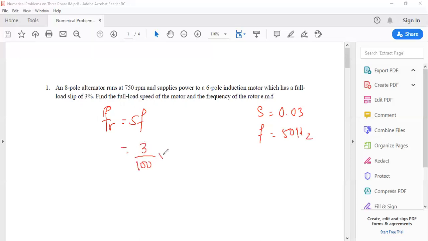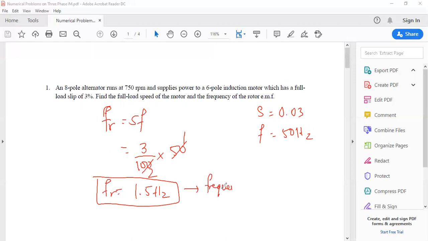I can write this as 3%. Let me express it as 3 divided by 100. So 3 by 100 into 50, that is FR is 1.5 Hertz. So this is the frequency of the rotor EMF. Frequency of rotor EMF is 1.5 Hertz.